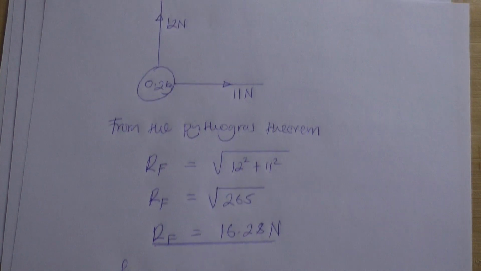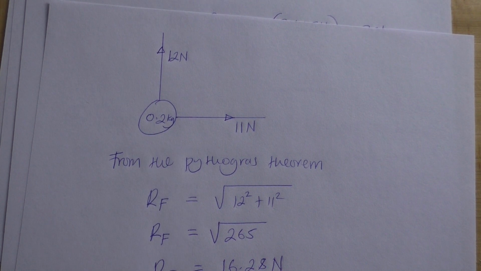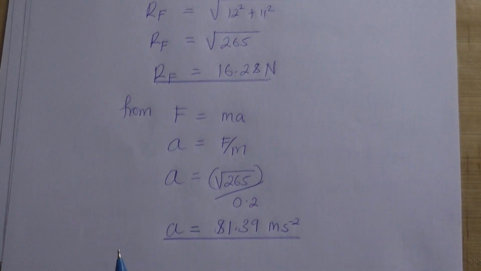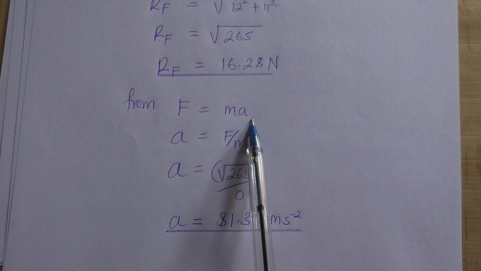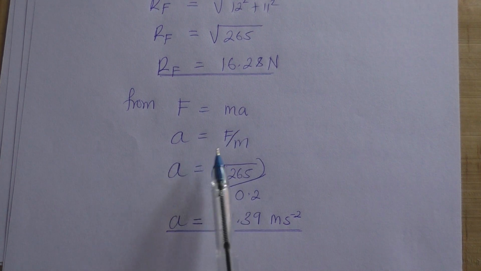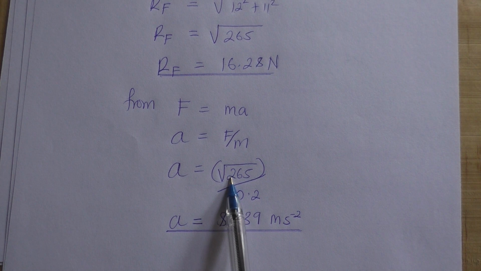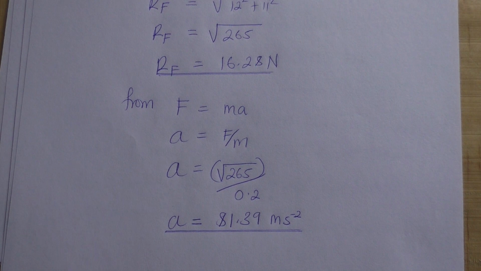And we are given the mass, which is 0.2 kilograms. Therefore, we are required to find the body's acceleration. So, how do we get acceleration? From force equals mass times acceleration. Therefore, acceleration equals force over mass. Now, we use the resultant force over the given mass to get the acceleration of the body. That is how we shall get the resultant force and its acceleration.